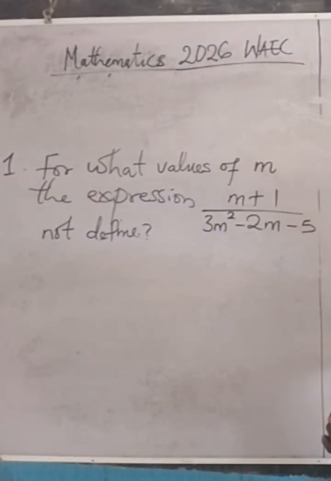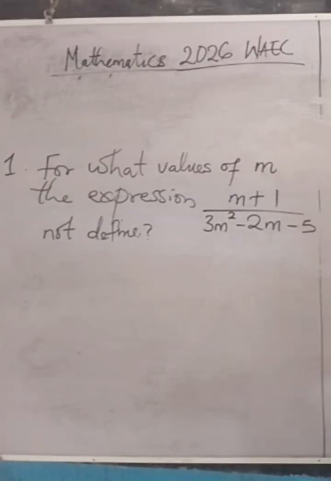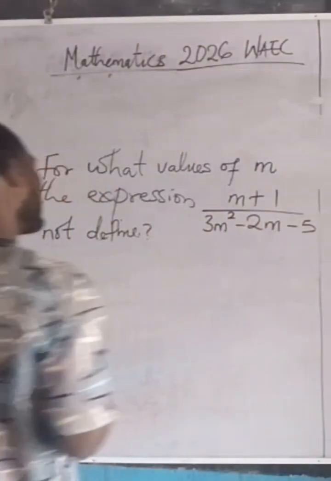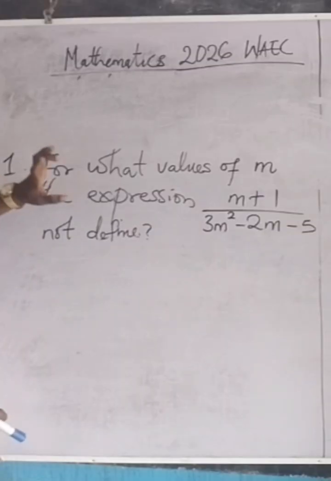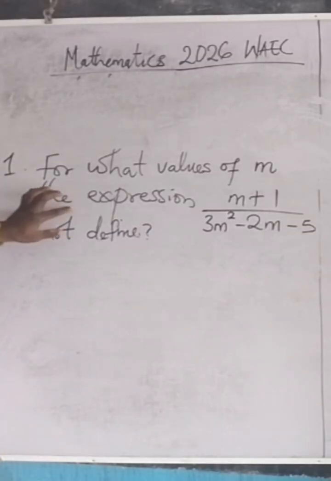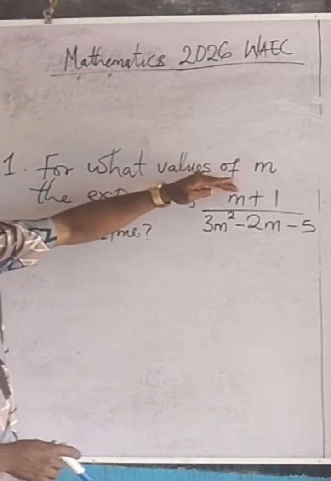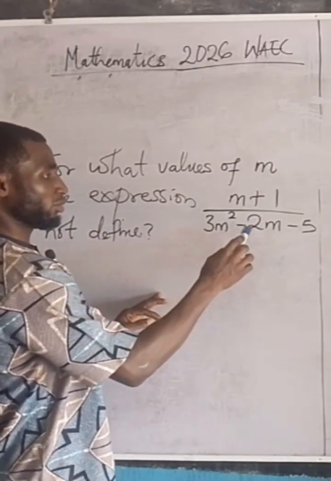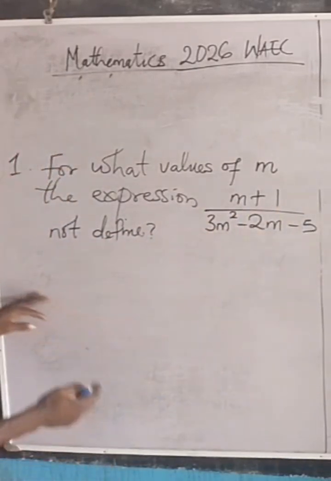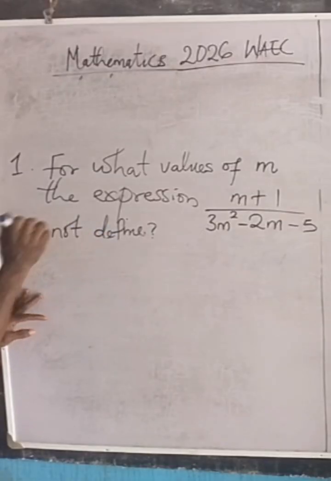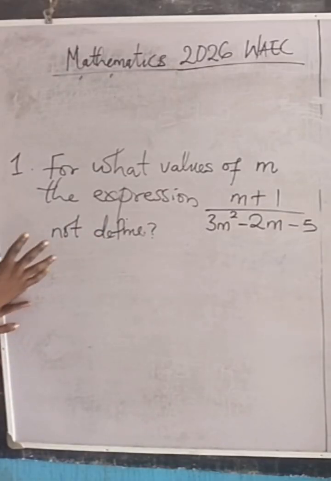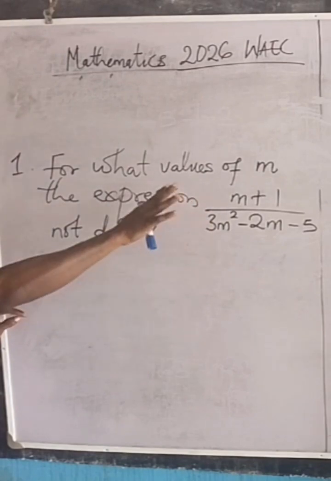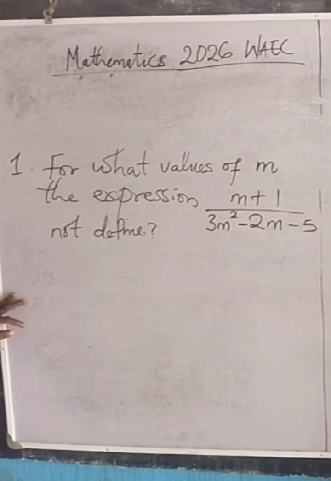So let's quickly take a look at this question from the just concluded WAEC mathematics. Now we have this question here which says, for what value of m is the expression (m + 1) over (3m² - 2m - 5) not defined? For what value is this quadratic expression, or quadratic fraction, not defined?